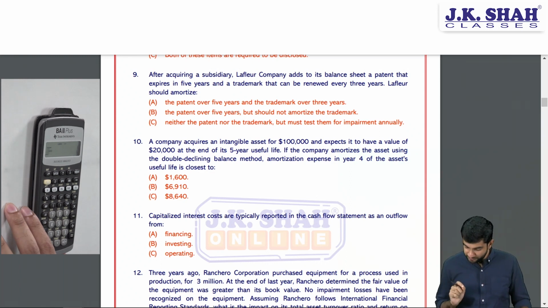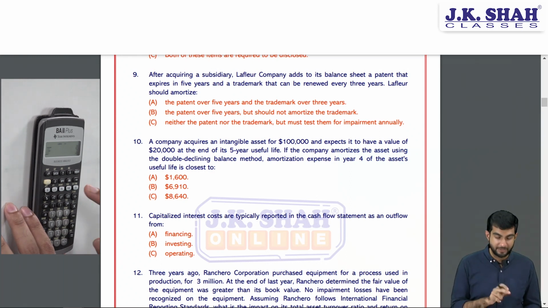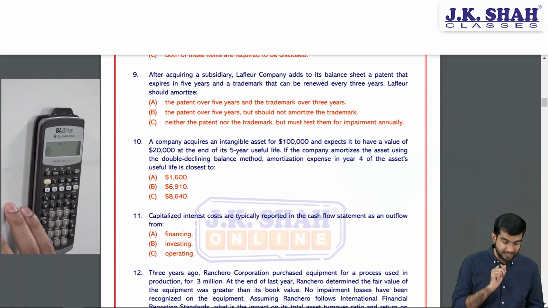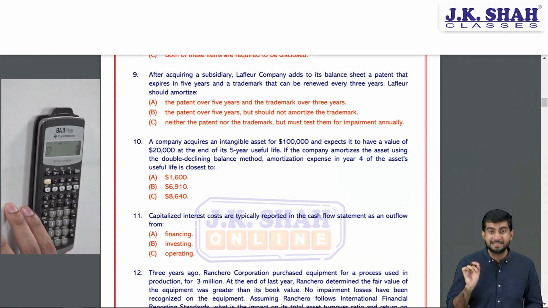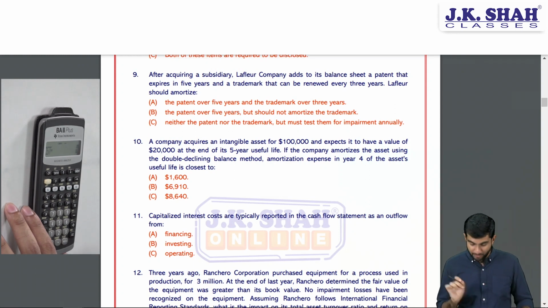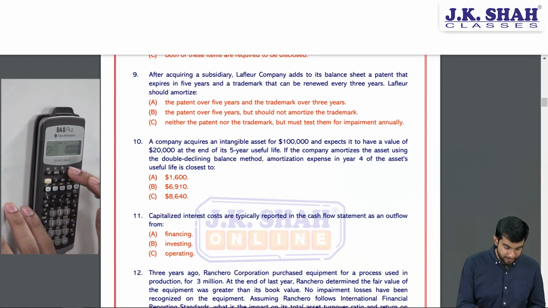Now what is the useful life? 5. Press 5, press enter, press the down arrow. MO1, first month, okay, press the down arrow. CST stands for the cost, 1 lakh, enter, down arrow. Salvage value is 20,000, enter, down arrow.